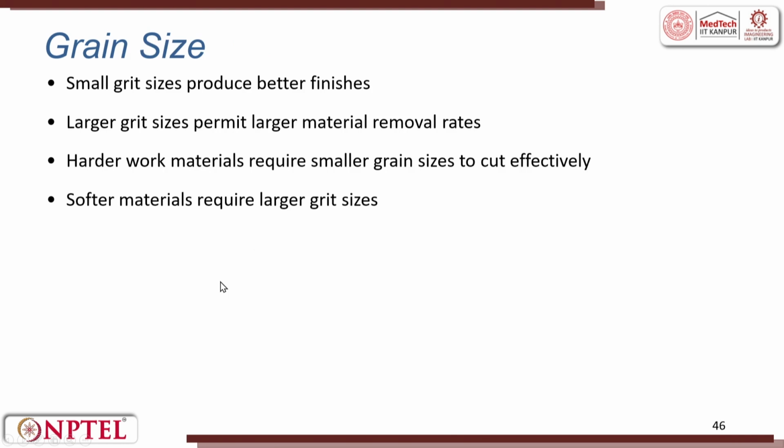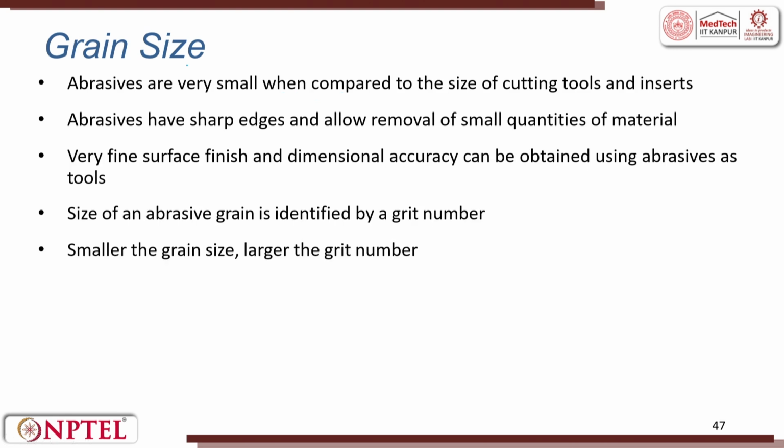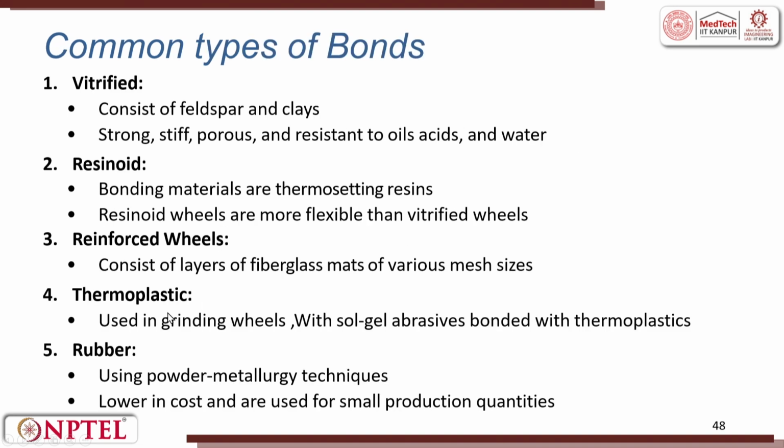So, grain size I have already discussed. Smaller grit size produces better surface finish. With larger grit size, the amount of material removal is higher. Larger grit size can shear and create new cutting edges while machining. In small grit size, it is not possible. Soft materials require larger grit size. The grain size we have already discussed, so I am just going through it.